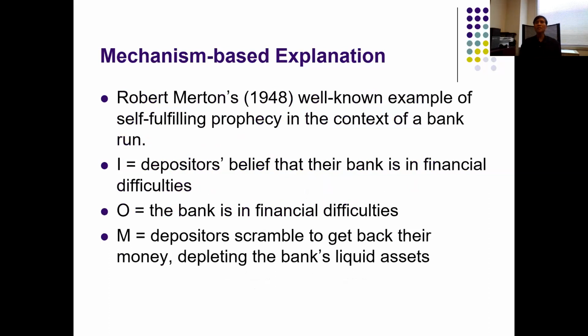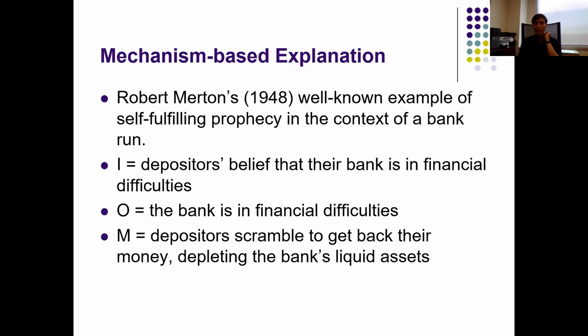An illustration of a mechanism-based explanation is Robert Merton's well-known example of a self-fulfilling prophecy. I think all of us have heard of self-fulfilling prophecy. In fact, he created that concept in the context of bank runs. I think we are familiar with bank runs. We had two bank runs in March this year, Silicon Valley Bank and Signature Bank.